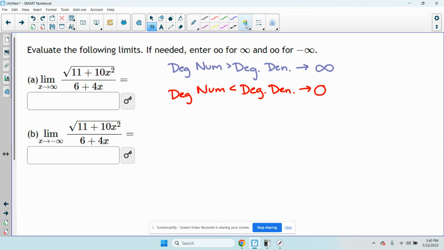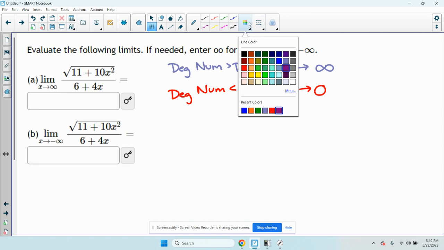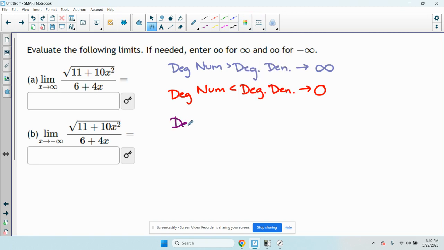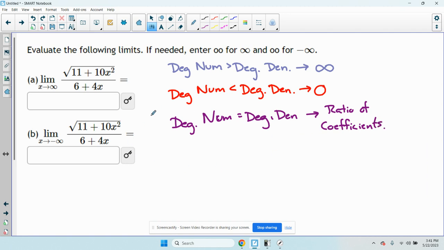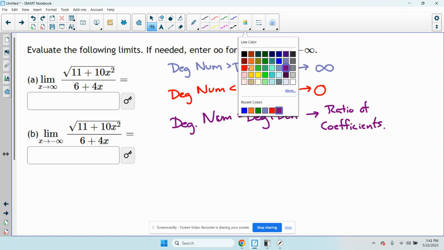If the degrees are the same, though, that's the interesting case. If the degree of the numerator equals the degree of the denominator, well, then the limit's going to approach the ratio of the coefficients. And it might not look like it here, but this is the case we're talking about.